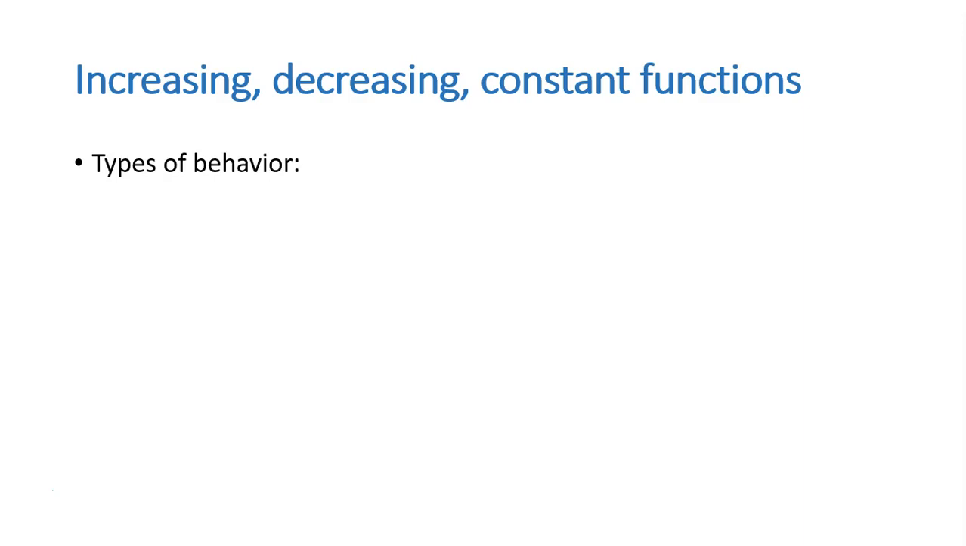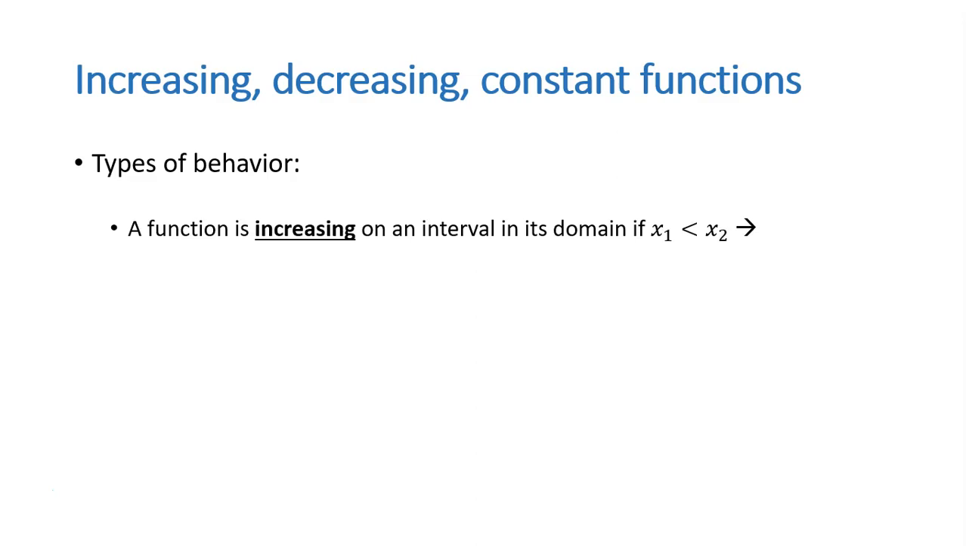So we have three types of behavior, and every function can exhibit all of them in different portions of its domain. So a function is increasing on an interval in its domain, in other words, on a portion of x values, if for our values going from left to right, in other words, smaller x to larger x, the function values are also less than one another going left to right. So in other words, increasing just means sloped upward. So as our x values get bigger, our function values are also getting bigger. So we're sloped upward.